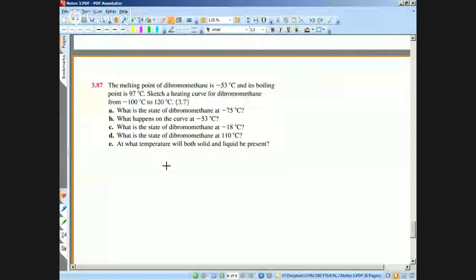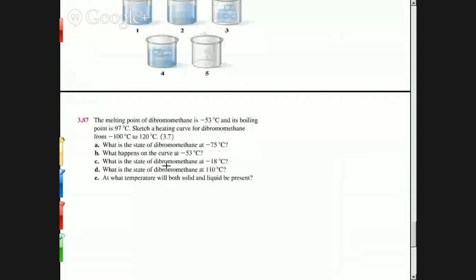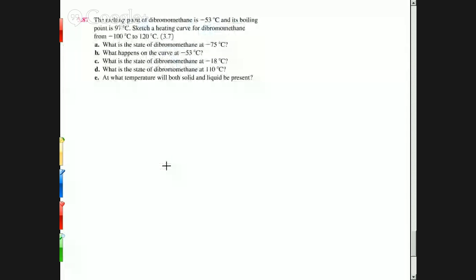So at the end of class on Thursday, we were talking about heating curves and drawing some heating curves. And we ended with this problem where we have this new unknown substance, dibromomethane, and we want to sketch a heating curve based on just the data that you're given, the melting point and the boiling point. So did anybody try this yet?